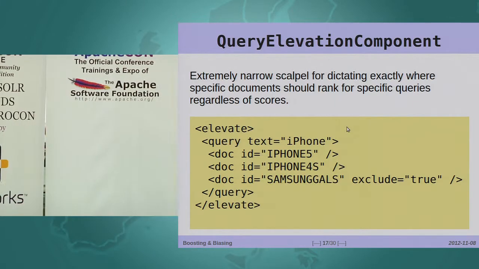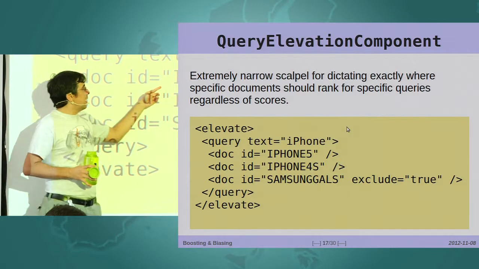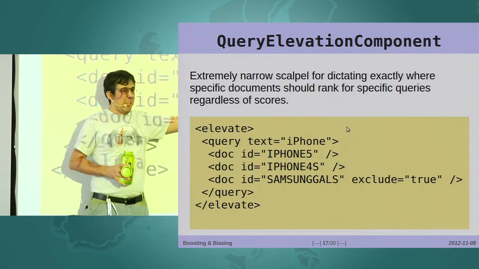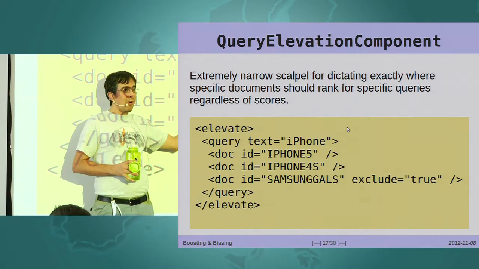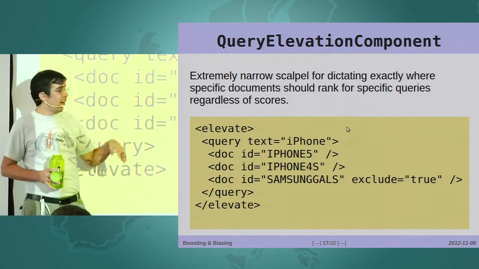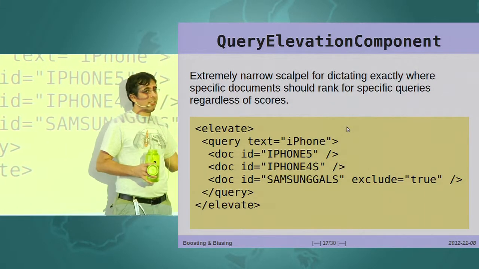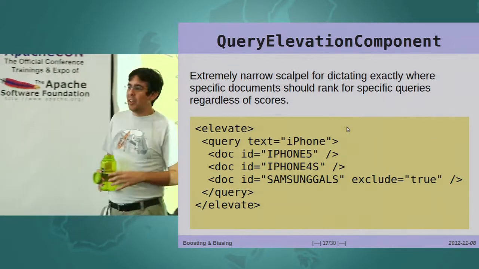And you can say, when a user searches for iPhone, the very first result better be the document with the ID iPhone 5. The very second document better be the one with the iPhone 4S. After that, I don't care, but nowhere in that list should be the Samsung Galaxy S. He should be excluded from that search, flat out, gone. I don't want him there.